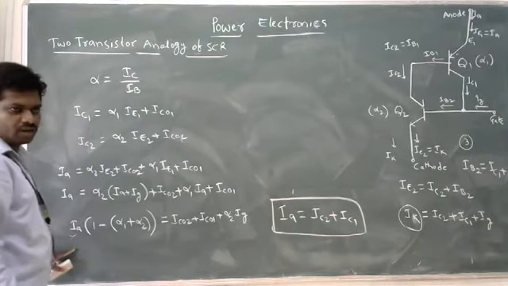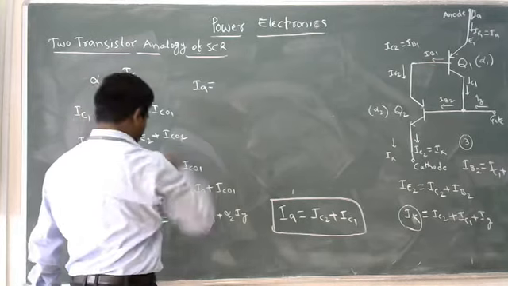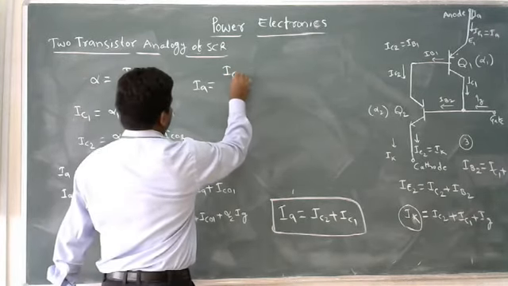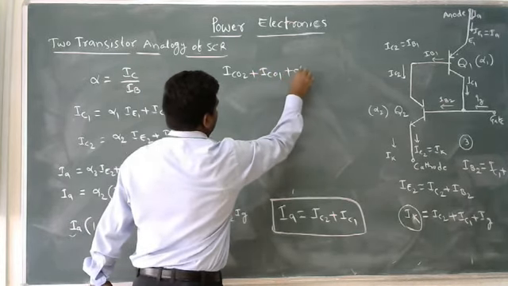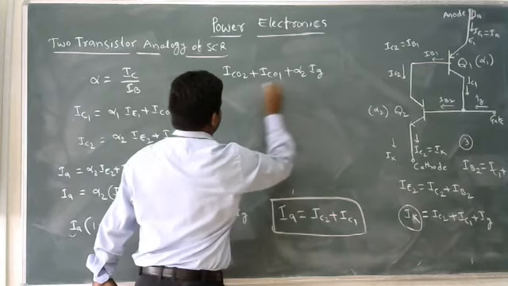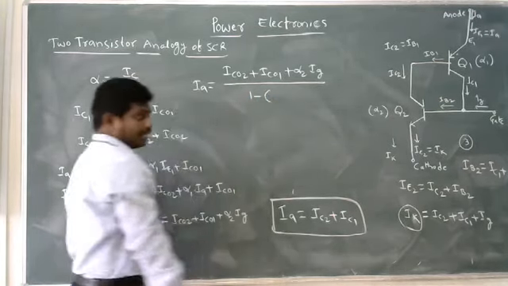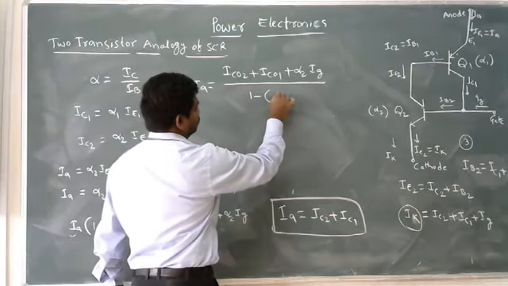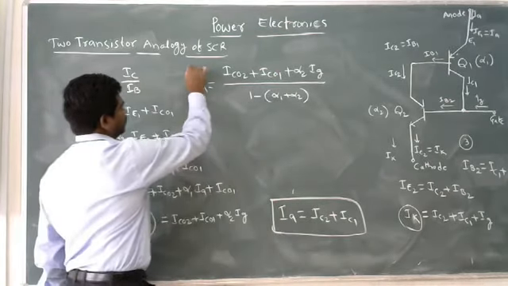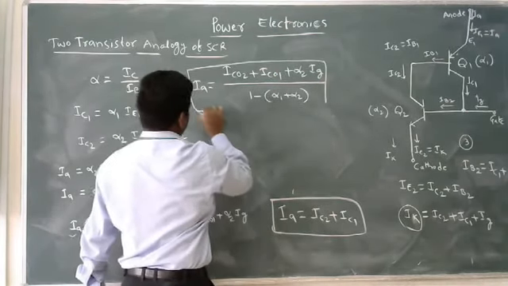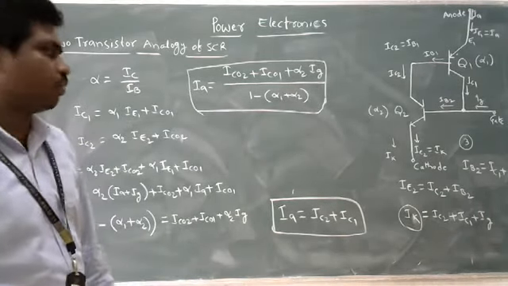Now the final equation for this IA current: IA is equal to ICO2 plus ICO1 plus alpha 2 Ig, upon 1 minus alpha 1 plus alpha 2. This is the final equation for analyzing the SCR operation in terms of the transistor model.